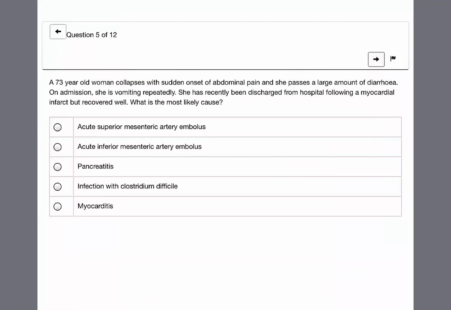Next question. A 73-year-old woman collapsed with sudden onset abdominal pain, and she passed a large amount of diarrhea on admission. She is vomiting repeatedly. She has recently been discharged from hospital for a myocardial infarction, but recovered well. What is the most likely cause? Acute superior mesenteric artery embolus, acute inferior mesenteric artery emboli, pancreatitis, infection with Clostridium difficile, or myocarditis. So I go with the acute superior mesenteric artery emboli.